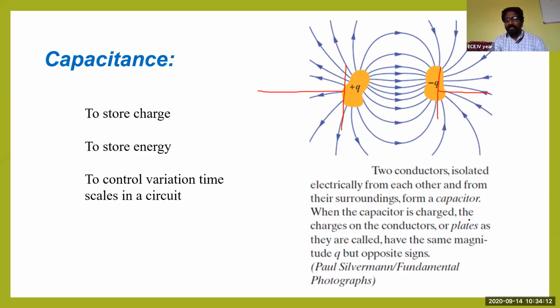When the capacitor is charged, the charge on the conductors, or the plates as they are called, have the same magnitude Q, but opposite in sign. So in order to make the capacitor store that charge, you are supposed to use a dielectric in between, so that the charge will not be nullified between the positive and negative plates. That's why we use a dielectric material between these two plates, which acts as an insulator between the positive plate and negative plate.